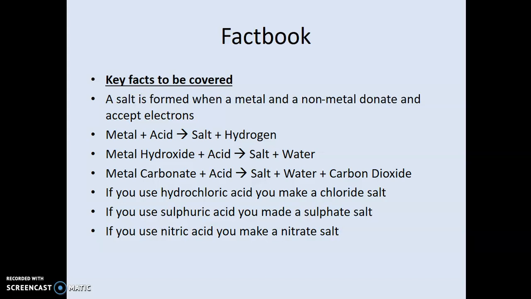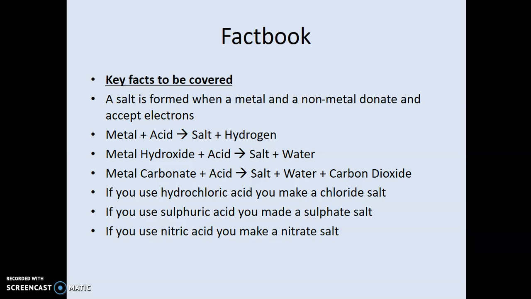Metal carbonate plus acid produces a salt plus water plus carbon dioxide because this time you have the metal which combines with the non-metal part of the acid to make the salt. You then also have the hydrogen from the acid which combines with oxygen from the carbonate to produce water, and then you have carbon dioxide left over.